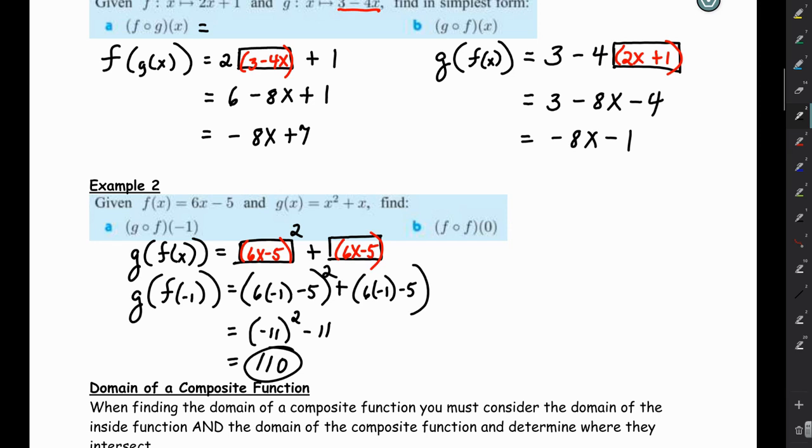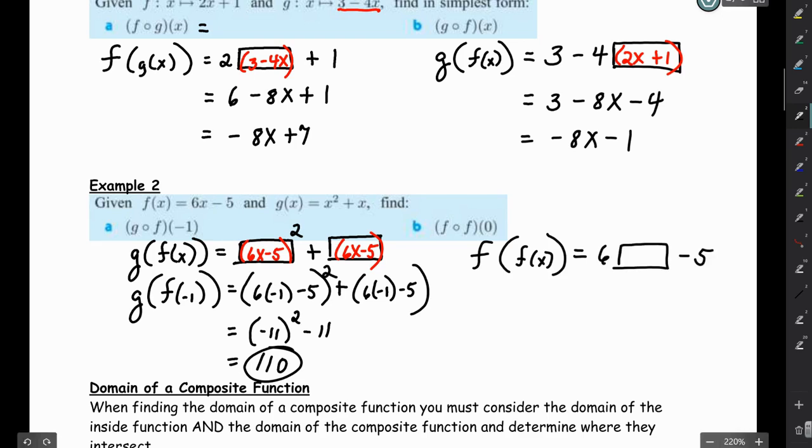Now this one says we want f of f of x. So we're taking the function and putting it back into itself. That's a little confusing. So first of all, we know that f is our lead function. So we're going to put a box wherever we have x in our f of x function. So let's do that. And then inside the box is going to be the f function. Again, we're using the f function to be input into the box.